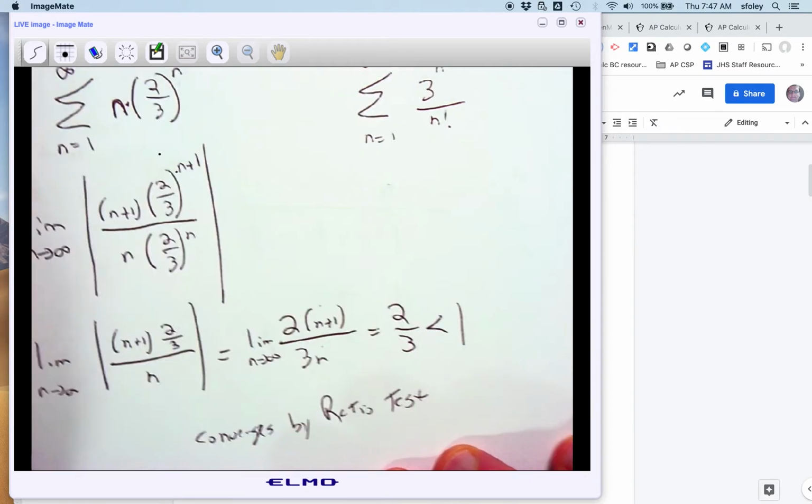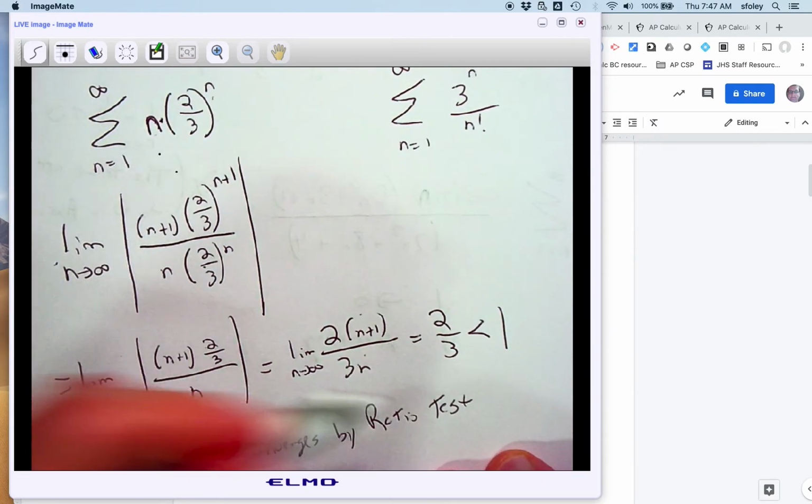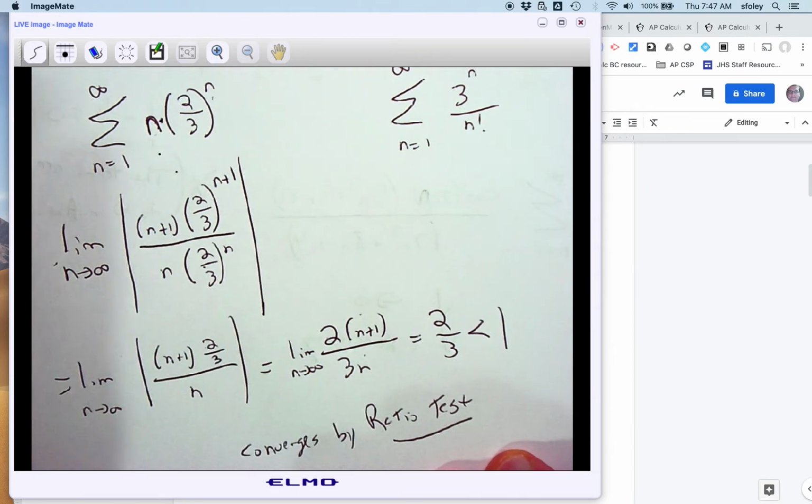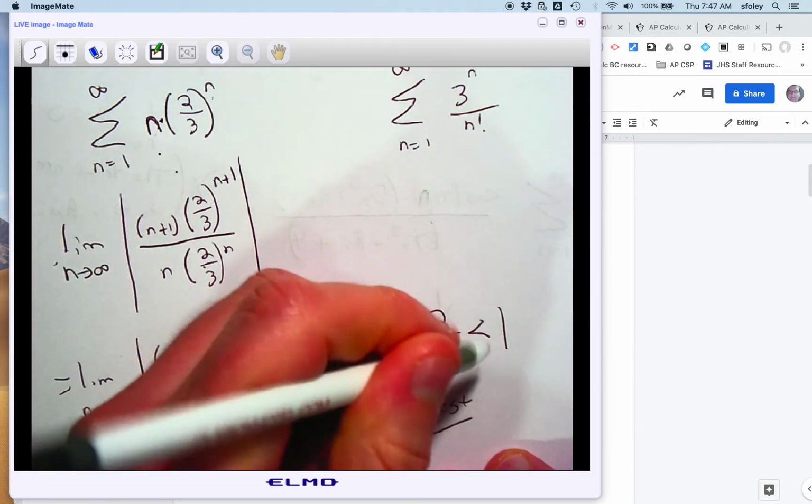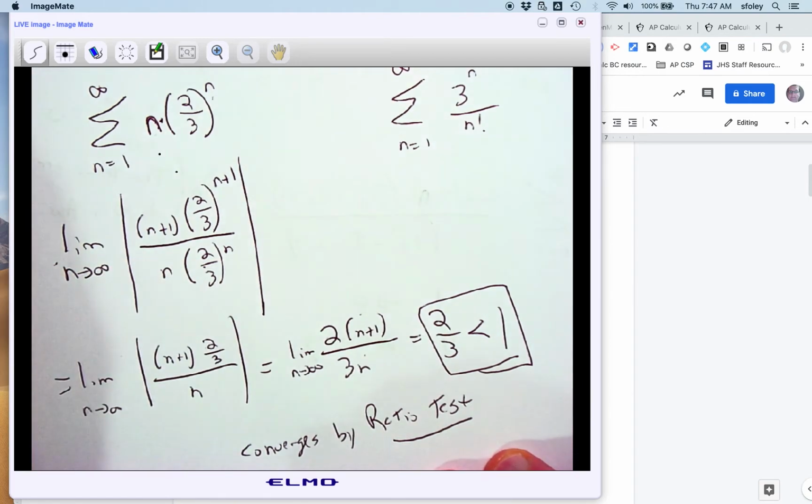All right. And so you want to make sure you're showing that limit. You want to make sure you call out what tests you used. You want to make sure you show your work. You want to make sure you show that you knew what you were checking. You want to make sure you showed that that limit was less than 1.